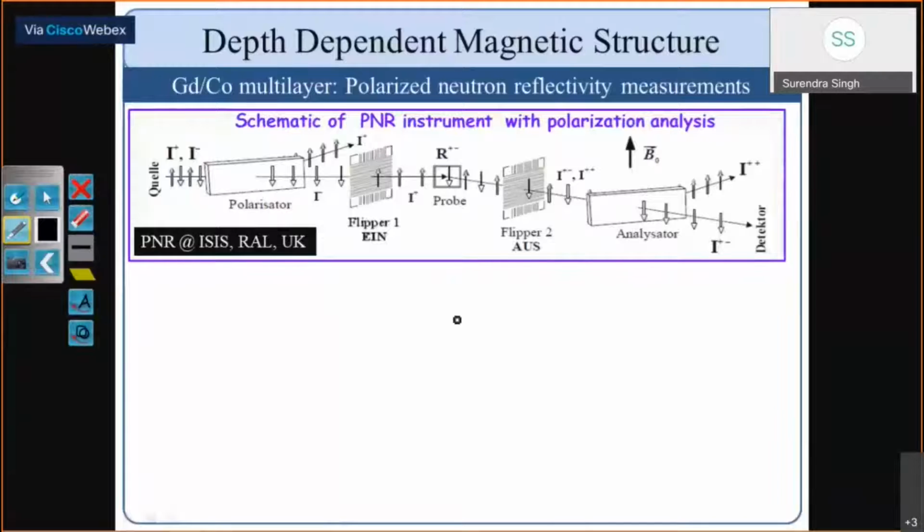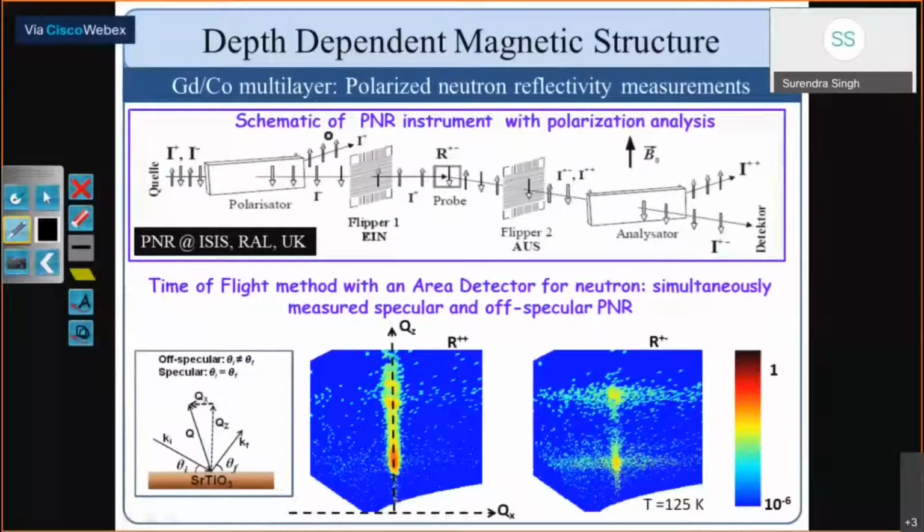We have an area detector, and this is a time of flight technique, so simultaneously we measure specular and off-specular reflectivity. To remind you, off-specular is when the angle of incidence is not equal to the angle of reflection, and specular is when they are equal. When we have off-specular, we have a QX component also; both QX and QZ components are there. But when we have just specular, we have just the QZ component.